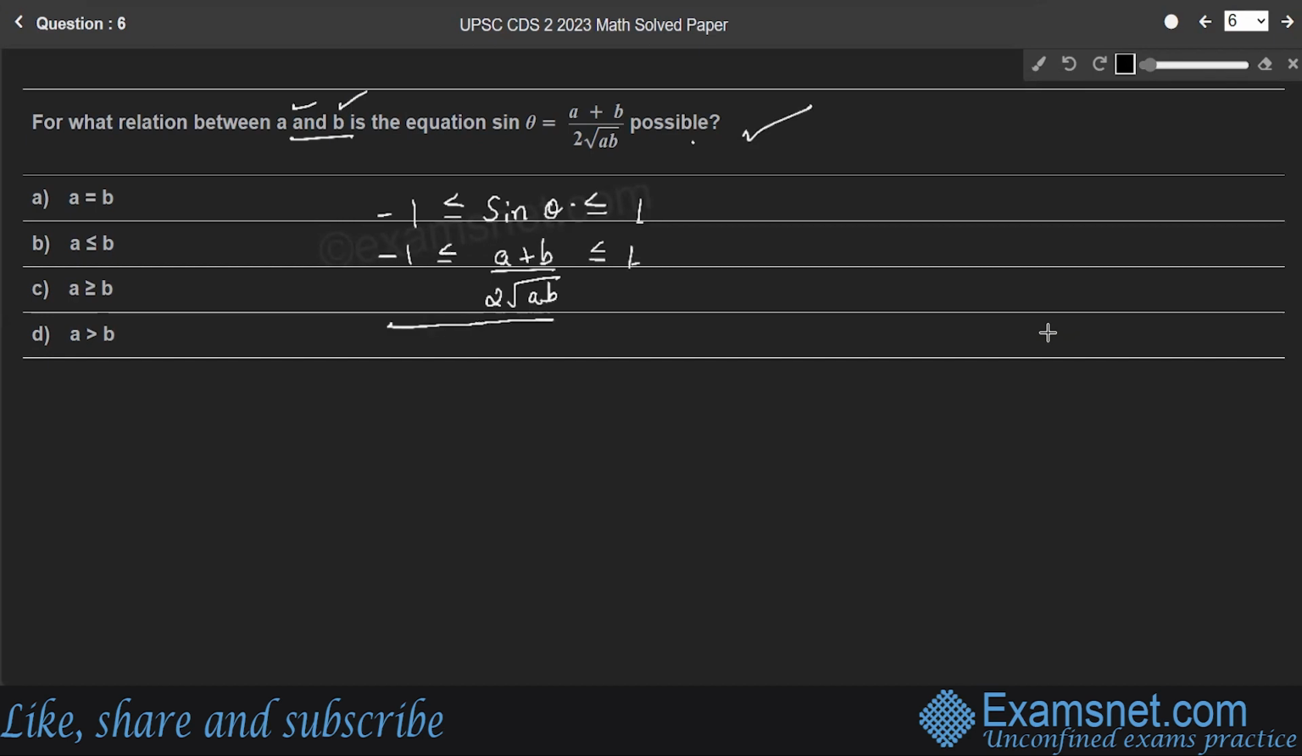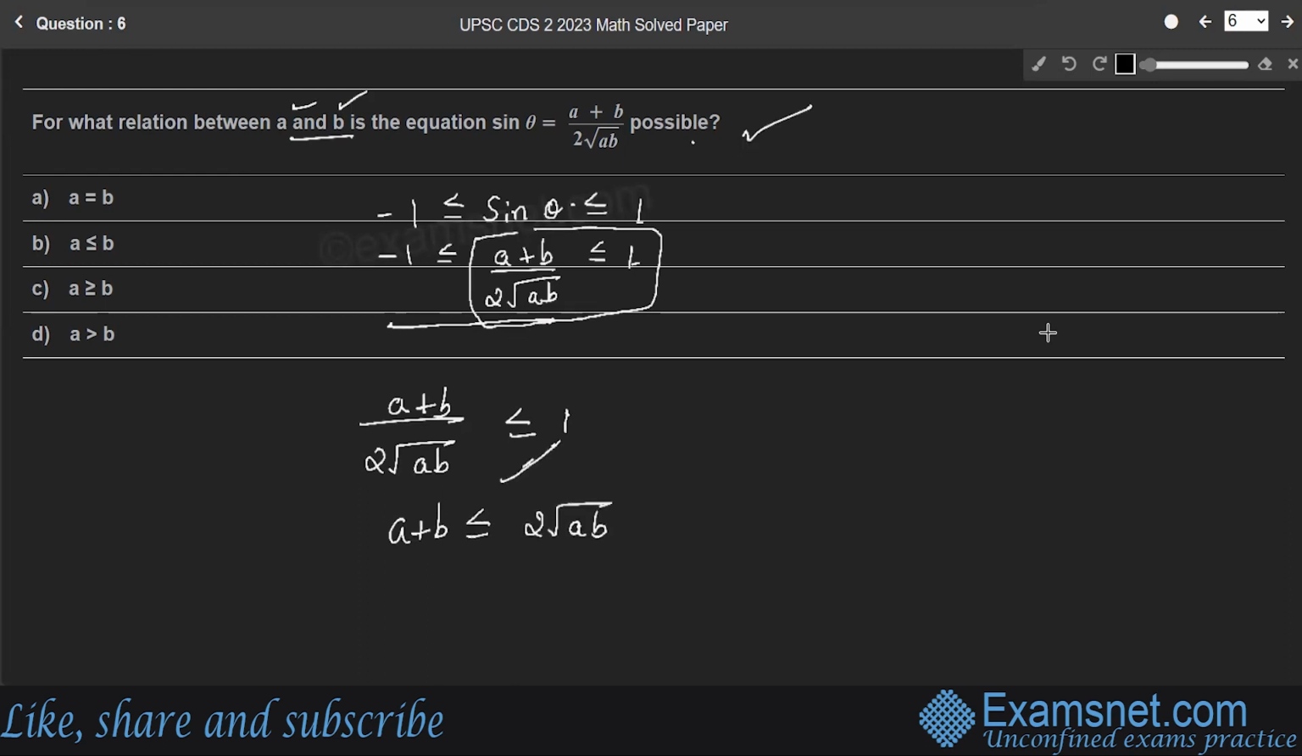The first relation, that is -1 less than or equal to (a plus b) by 2 root of ab, or the second relation, (a plus b) by 2 root of ab is less than or equal to 1. So just to relate a and b. Here (a plus b) by 2 root of a into b is less than or equal to 1. That means a plus b is less than or equal to 2 root of ab.